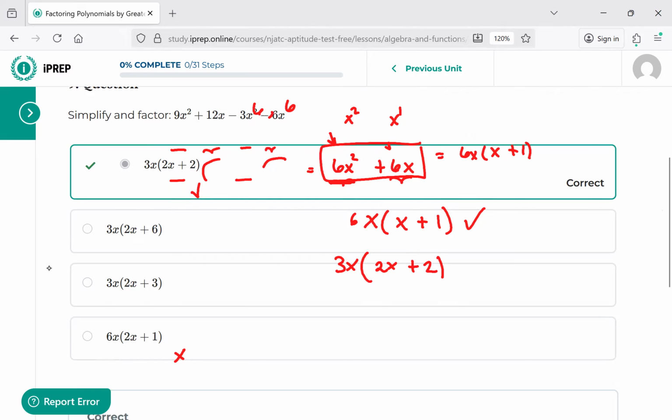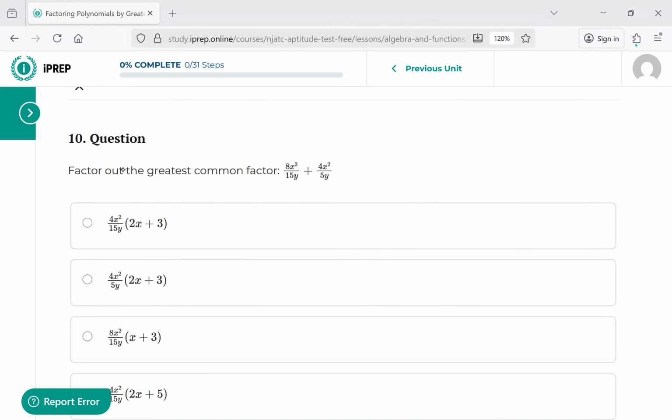Okay, let's move on. Factor out greatest common factor. Okay, now we're dealing with fractions.